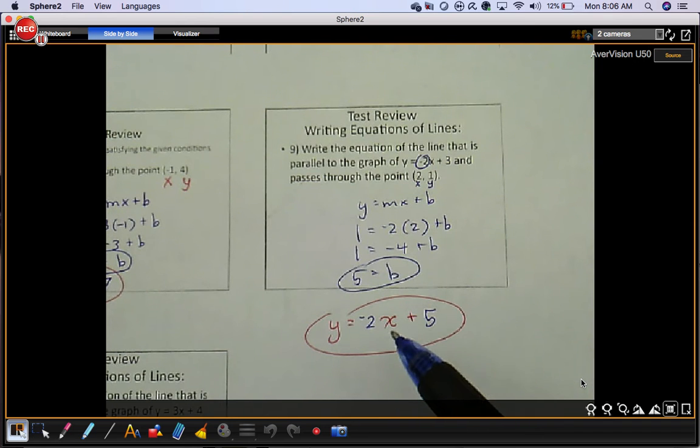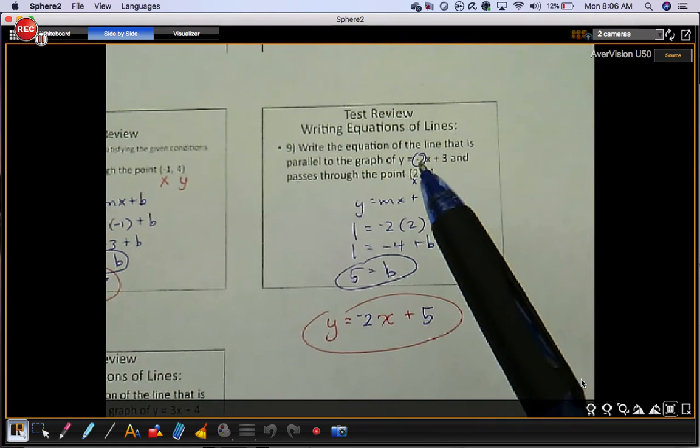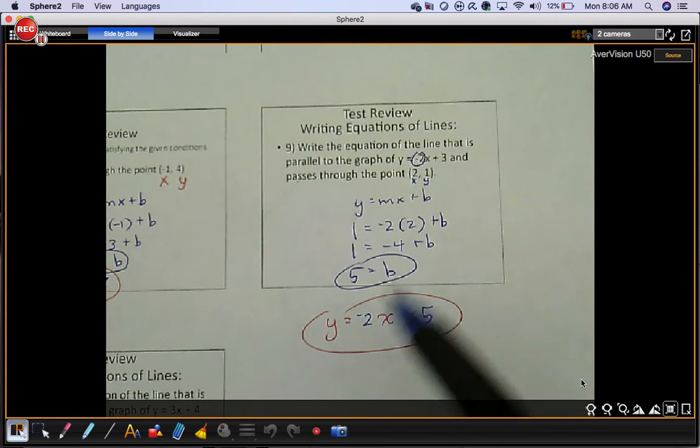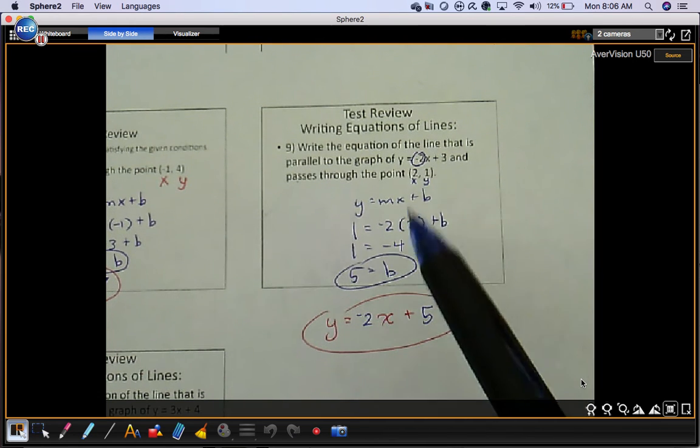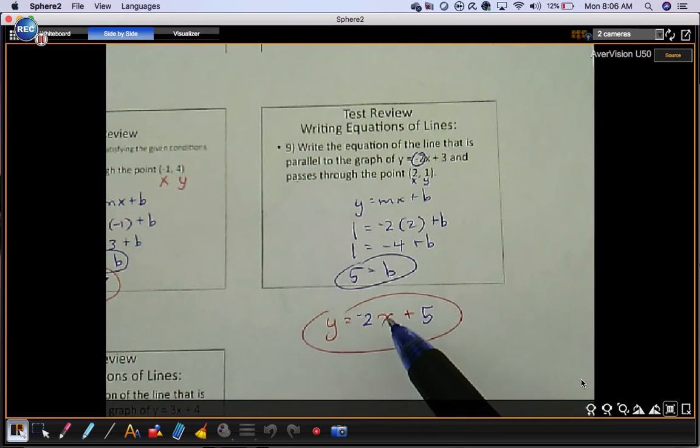Hit the pause button for a second. This line is parallel to this one because they have the same slope. This line also contains this ordered pair. This is the only line in the world that's parallel to this one and has that ordered pair. It's right here.